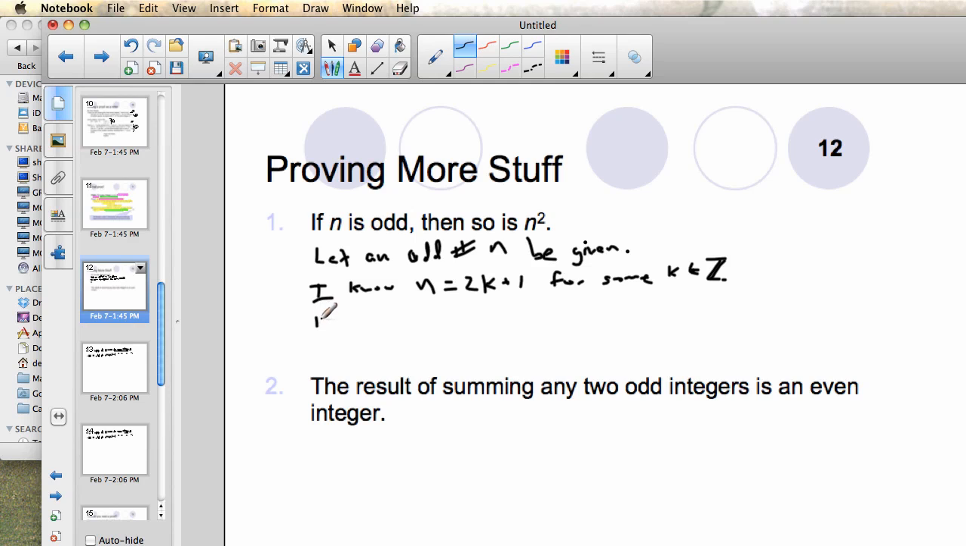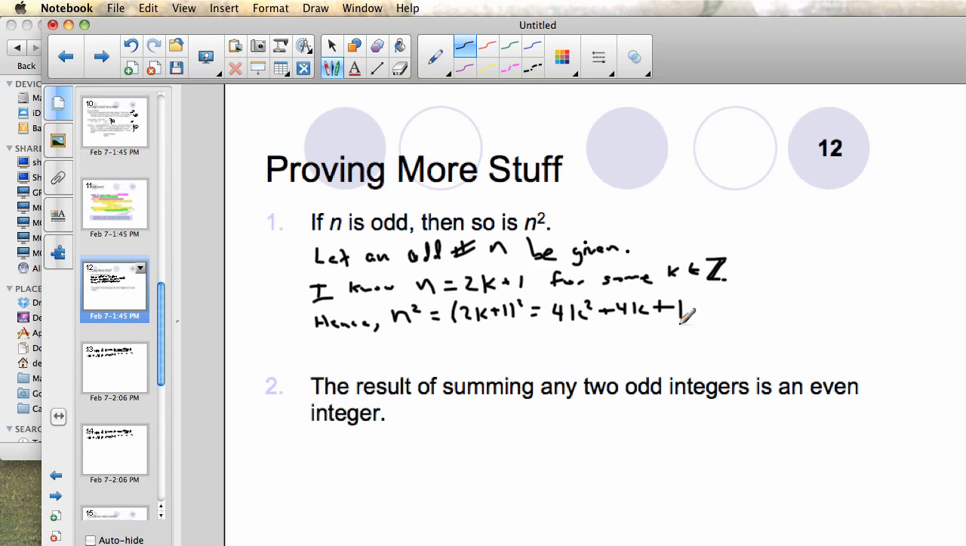Now I'm going to turn my attention to the conclusion. That's my step 3. So I'll say hence, and the conclusion is about n squared. So I should be now talking about n squared. Well, what do I know about n squared? Not much. All I know about n is that it can be written as 2k plus 1, so I'll use that. If n can be written as 2k plus 1, then n squared is (2k plus 1) squared. I can use FOIL to multiply this out. Take a second to do that. You should get 4k squared plus 4k plus 1.